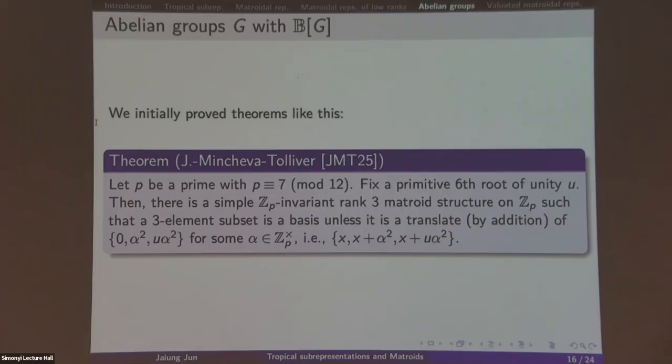So now if we specialize ourselves to the abelian group case, then we initially had theorems like this. I'm not going to go over this, but these conditions on prime numbers and so on are just to ensure that we have a non-trivial G-invariant equivalence relation on Z_p, as in the previous rank 3 theorem. And when you're actually proving theorems like this, we realize that we can come up with a better definition which can explain the proof technique.